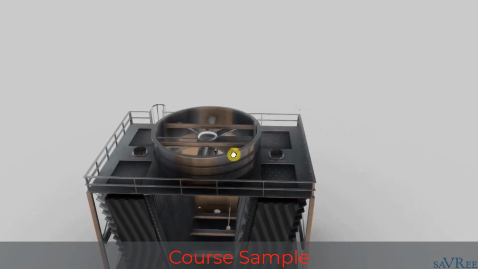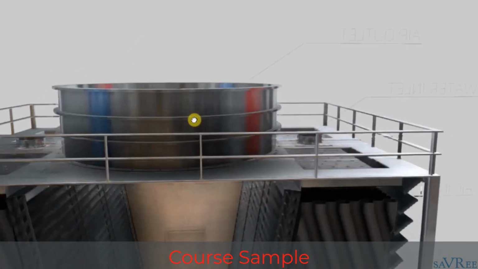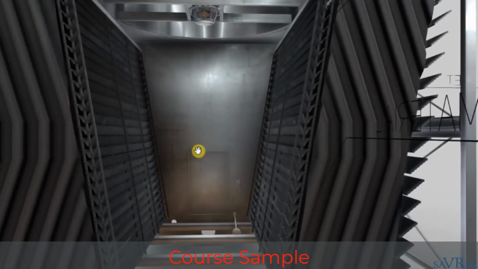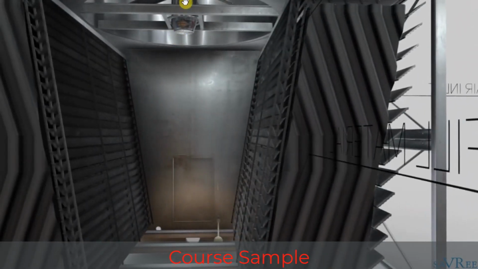Notice we've got a fan on the top of the cooling tower, and the fan is drawing air through the tower. So it's an induced draft type cooling tower because the air is passing over the heat exchanger or the fill before it passes over the fan.